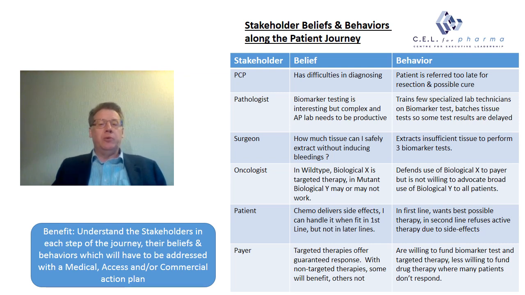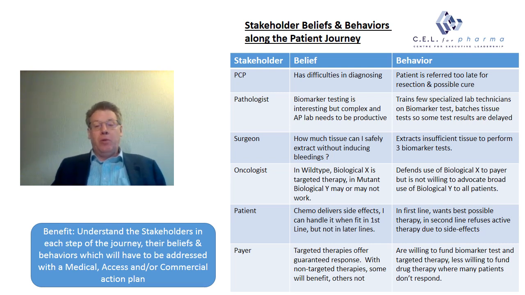Surgeons will have to extract some tissue to be able to perform this particular biomarker test. And they're always worried of extracting too much tissue, which could induce bleeding. So depending on how easy it is to do, for example, in lung cancer, it's not always very easy. They may sometimes extract insufficient tissue to perform 3 different biomarker tests. In lung cancer, we now have EGFR testing. We also have PD-1 testing, and we have ALK testing that are relevant.